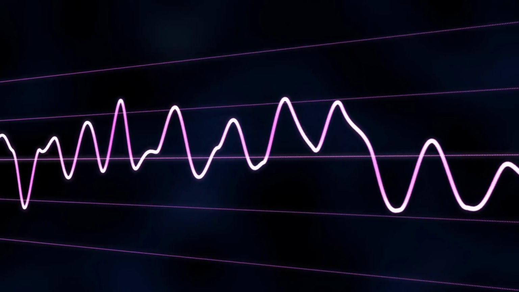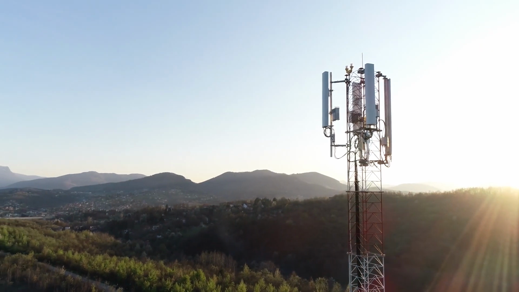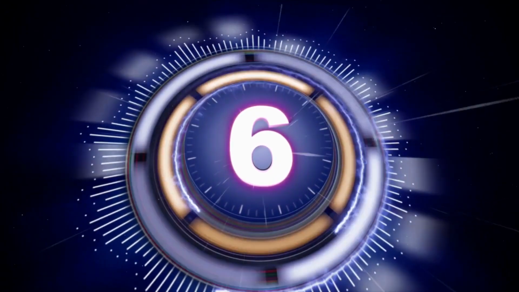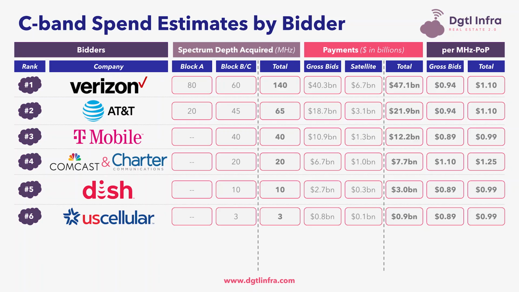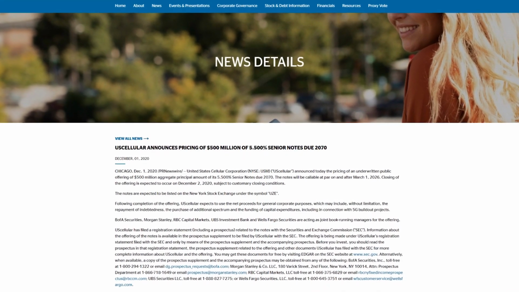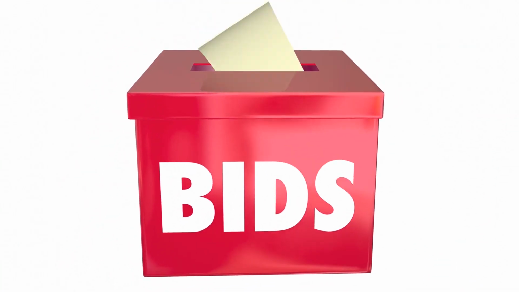Therefore, Dish Network will likely only purchase a modest amount of C-band spectrum to help accelerate their greenfield 5G network build plans. The sixth largest bidder that we project for the C-band spectrum auction will be US Cellular, which will have $900 million of total spending, which includes $815 million of gross bids to the FCC to secure 3 MHz of national average spectrum depth. Notably, in December 2020, US Cellular raised $500 million of debt for possible C-band spectrum purchases, so we do expect them to be active in some respect.